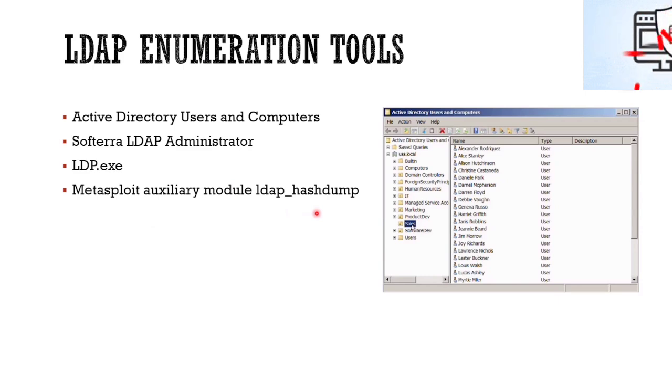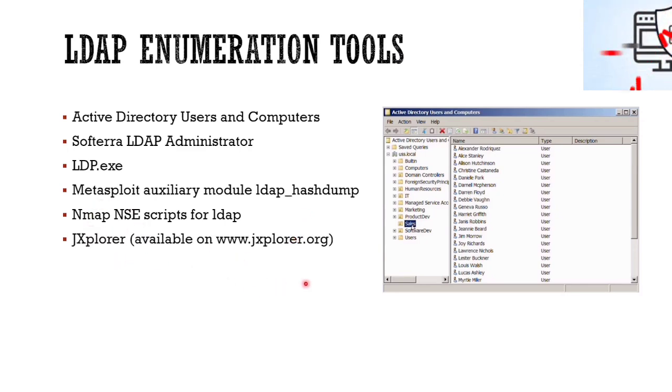There are a number of Nmap scripts for enumerating from LDAP. There's JXplorer, Responder, which you can get on GitHub. I mean, there's a ton of things. I'm just listing a few.